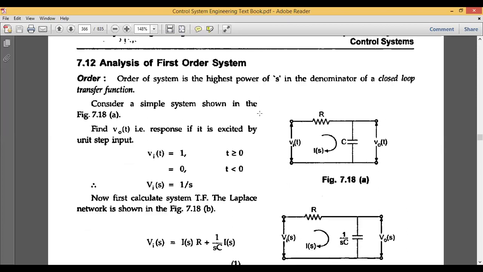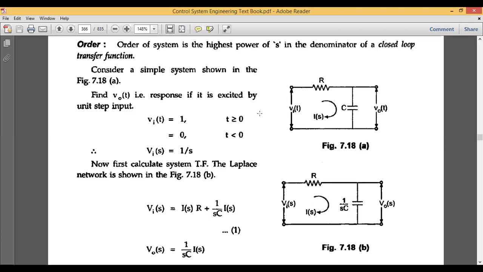Okay, now let us consider a very simple example that is given in figure number 7.18, where I have considered an electrical network which has one resistance and one capacitor. The input applied is V of t and the output is V naught of t, and the current flowing through this is I of s.